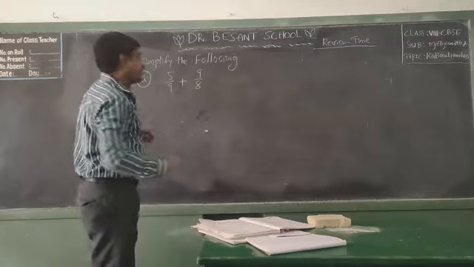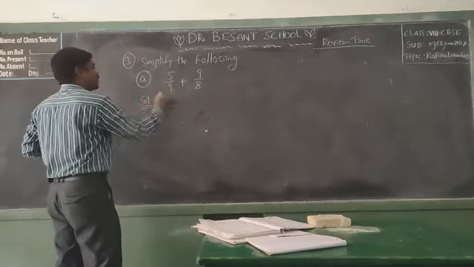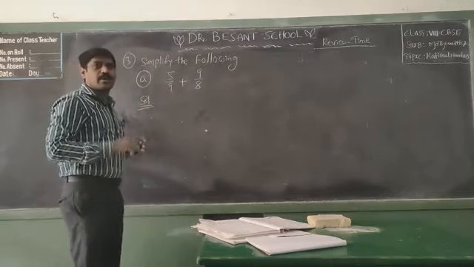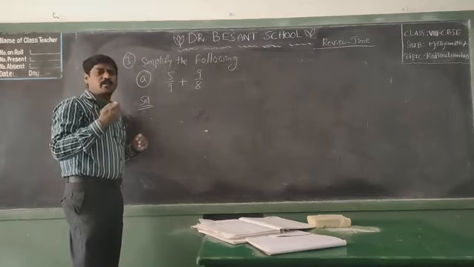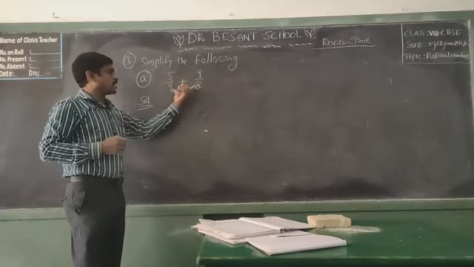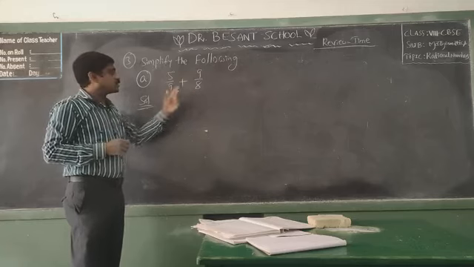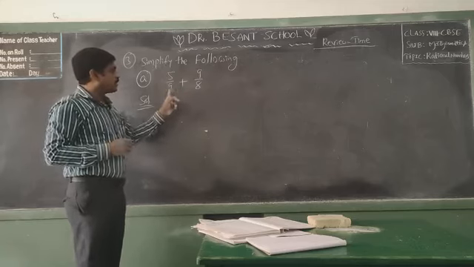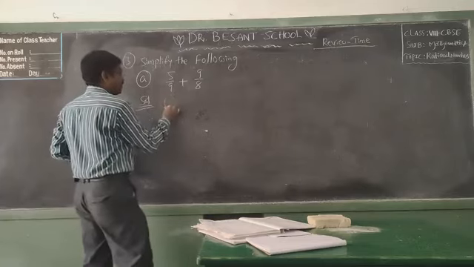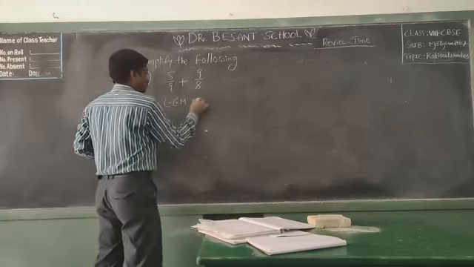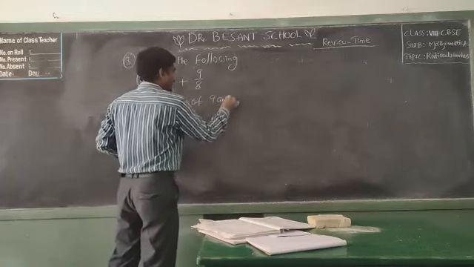So what is the LCM? The denominators are not the same. That's why we have to make the denominators equal. It should be equal, then only we can compare, then only we can add. So what is the LCM of 9 and 8? We have to find the LCM of 9 and 8.